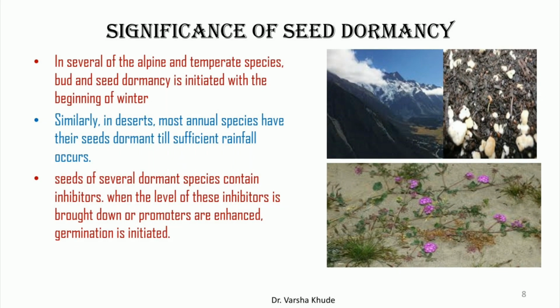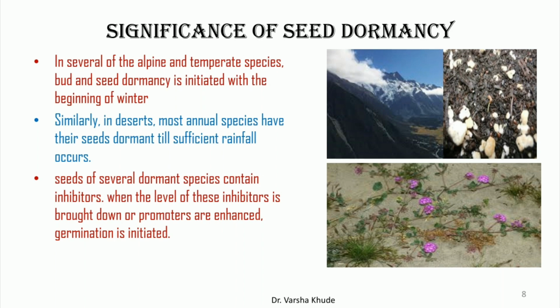In the survival of the species, dormancy has a great advantage, especially in areas having well-marked seasonal changes, where the winter and summer are of drastic types. In several of the alpine and temperate species, bud and seed dormancy is initiated with the beginning of winter, and this process helps the plant species to tide over adverse winter conditions without any damage.